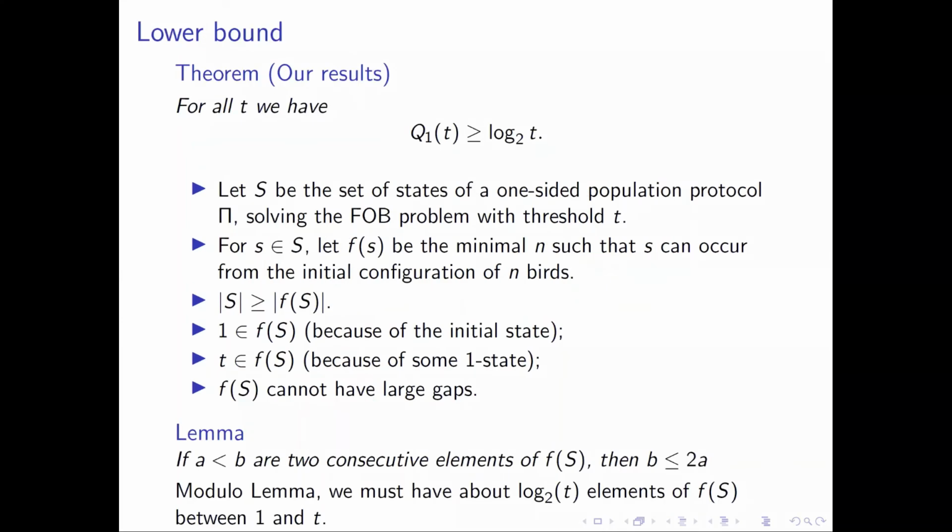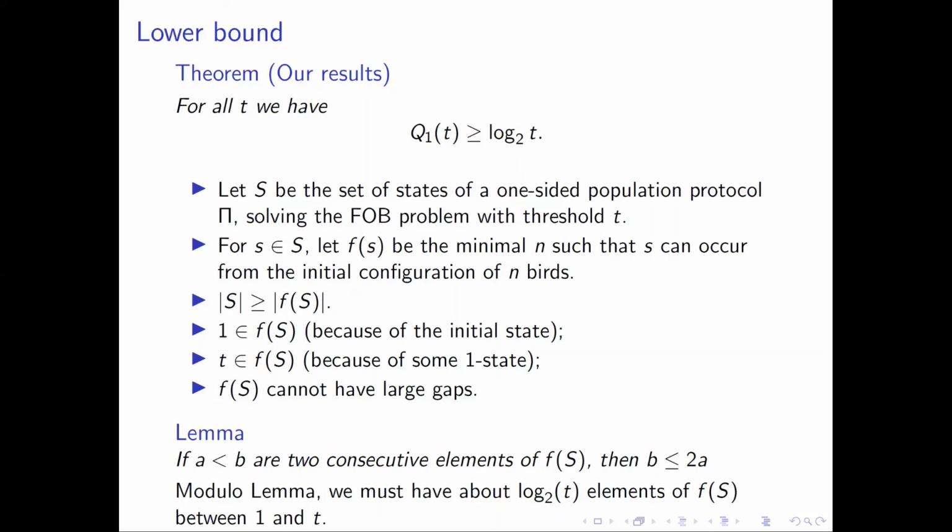Finally, I will present the lower bound, and I think I can give the full proof of it. It states that Q1 of t is at least the binary log of t. And to show this, we consider an arbitrary one-sided population protocol pi, which solves our problem with threshold t, and assume that its set of states is S. We have to show that the size of S is at least the binary log of t.